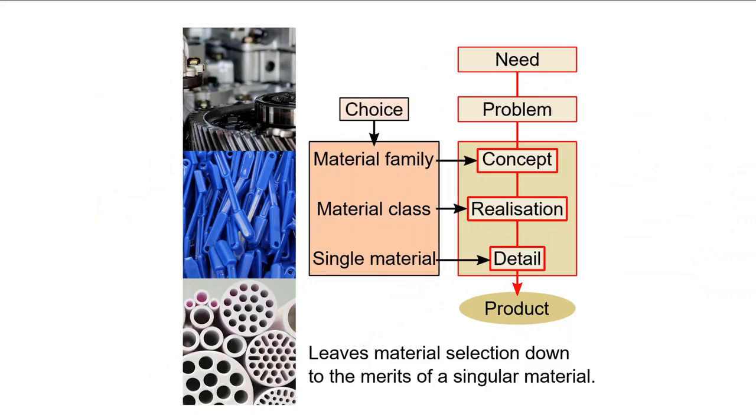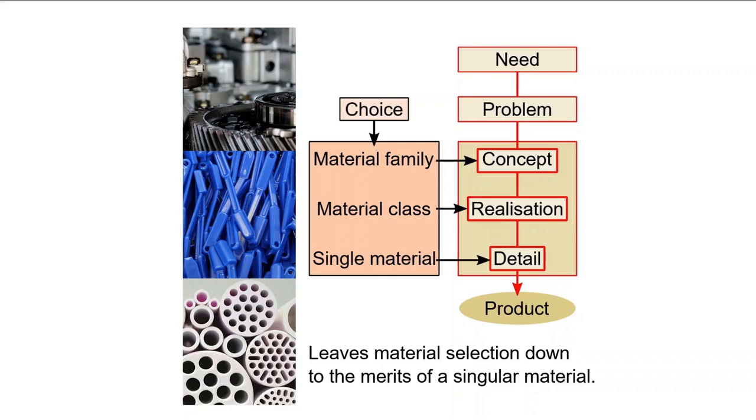Where material choices typically fit within this iterative process is that a material family is decided at the conceptual phase: metal, plastic, ceramic, or combinations thereof. During realization, an alloy class, polymer, or ceramic is specified. For example, steel versus aluminium, or a thermoplastic versus a thermoset polymer. Finally, a single material is specified, and this could be a specific alloy, a 6000 series aluminium, or ABS plastic.